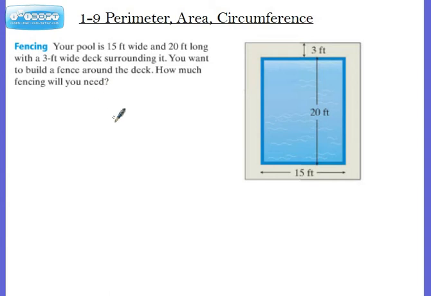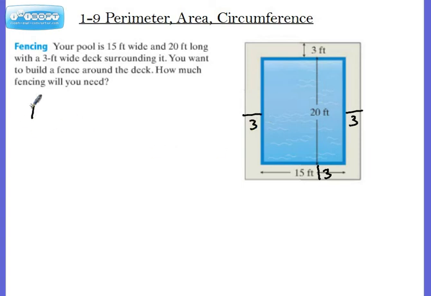Alright, we have this problem here. Your pool is 15 feet wide, 20 feet long, and it has a 3 foot wide deck surrounding it, and you want to build a fence around the deck. So how much fencing are you going to need? Often it's very helpful if you draw a picture, so that way you know what you're trying to do and you can see a good visual representation. Because here's our 20 foot long, 15 foot wide pool. But we also have this 3 feet area going around it, and you have to be careful because there's also 3 feet here, there's 3 feet here, and there's also 3 feet here.